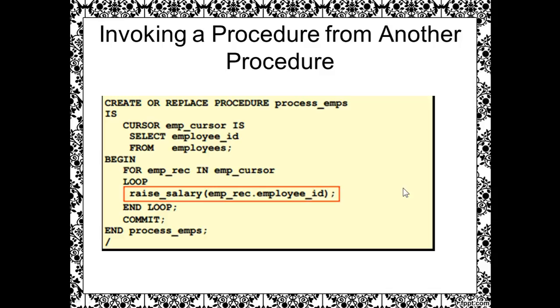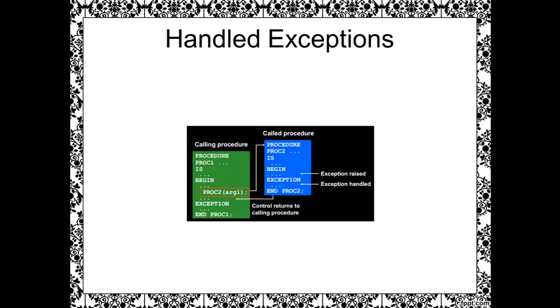Invoking a procedure from another procedure. Create or replace procedure process_emps is cursor emp_cursor is select employee_id from employees. Begin for emp_rec in emp_cursor, we loop, raise_salary(emp_rec.employee_id). We end the loop and commit, and end process_emps. Next is the exception. This is the calling procedure, and this is the called procedure.